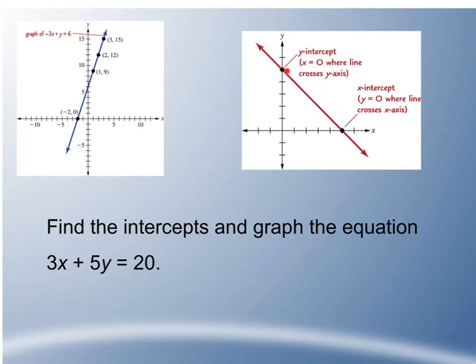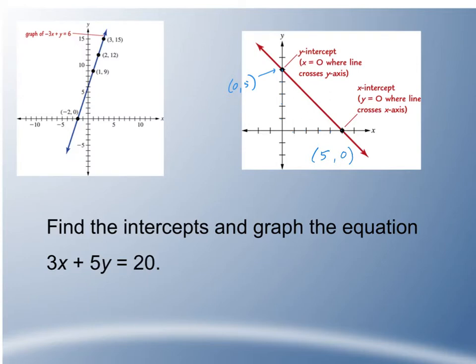That's where the line crosses the y-axis, and at that point, x equals 0. So if I were to look at the coordinates of that point right there, it would be 0, 5. And then the x-intercept over here is where y equals 0, and the line crosses the x-axis. So that would be something, 0.